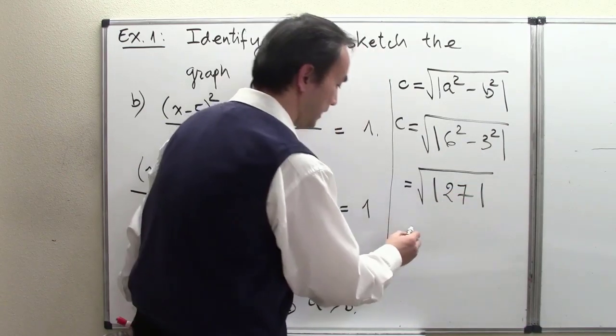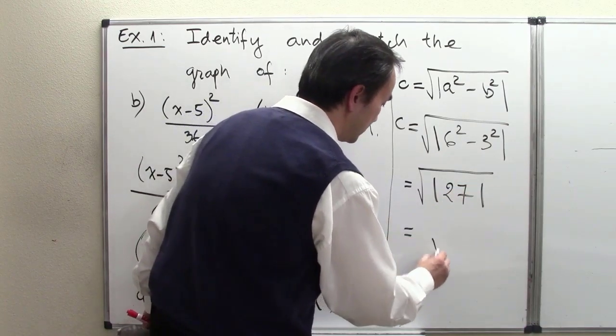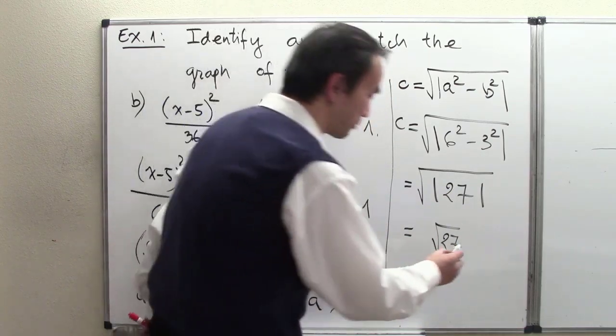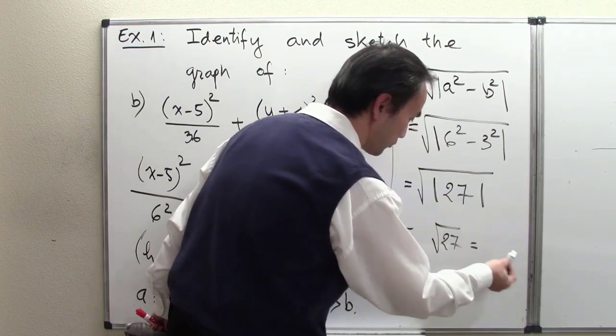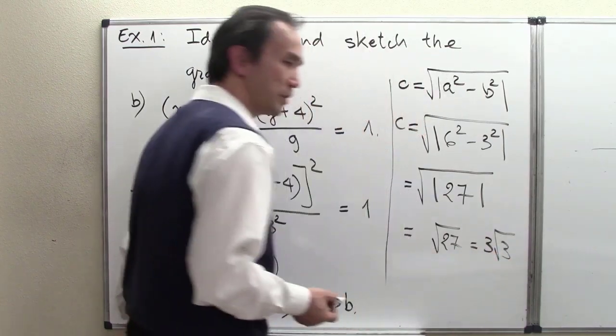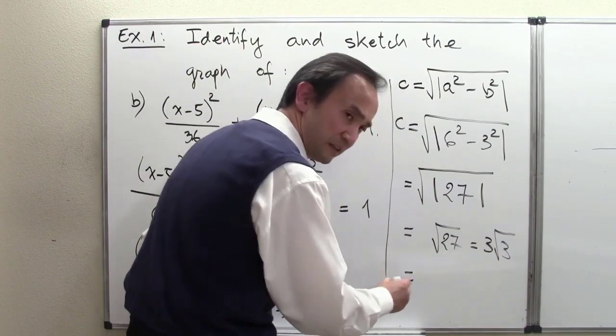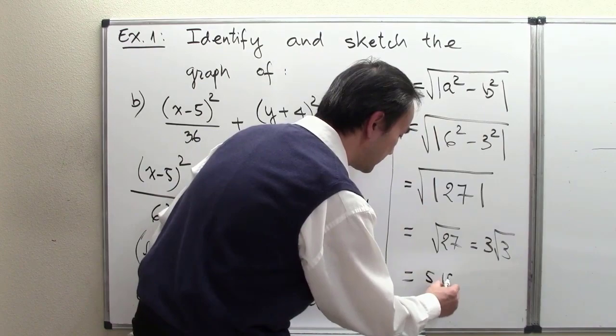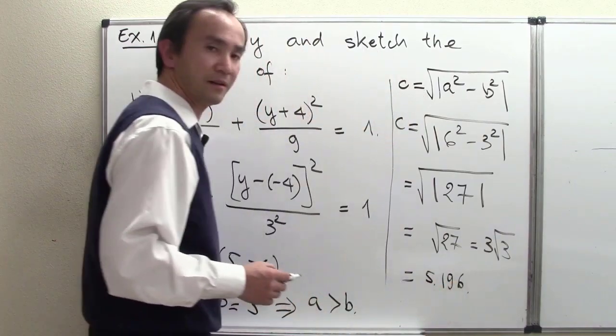27. And that gives me the square root of 27. The square root of 27 in reduced form is just 3 square root of 3. Numerically, at about 3 decimal places, 5.196.